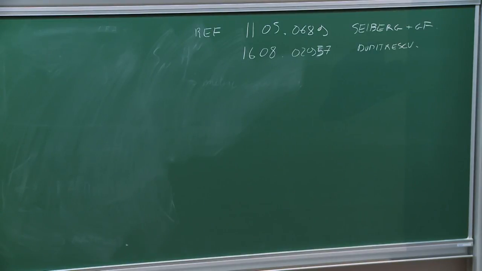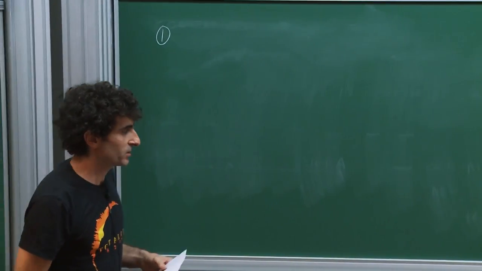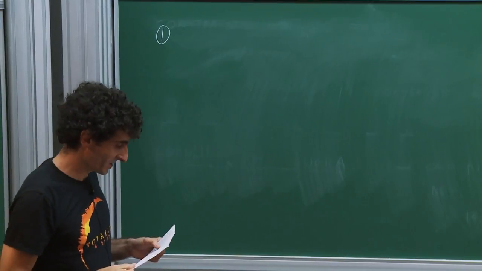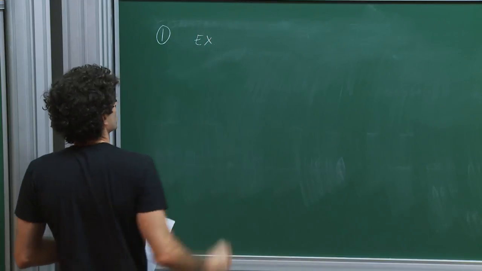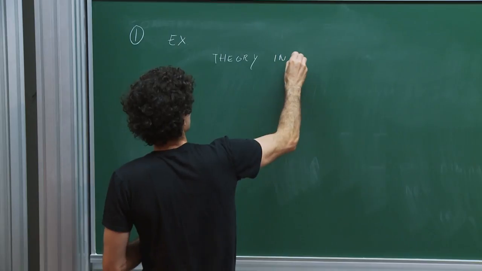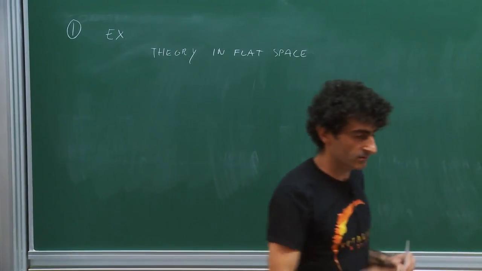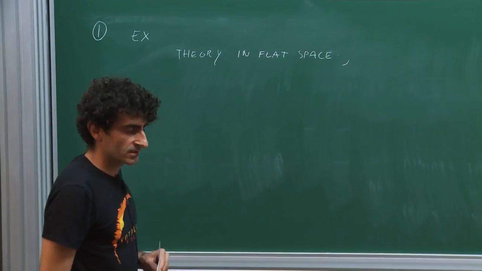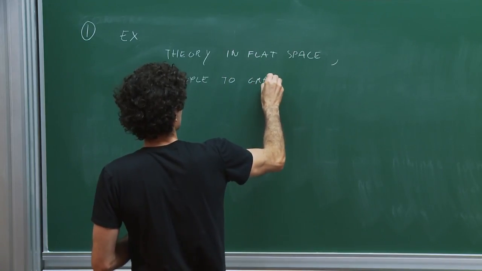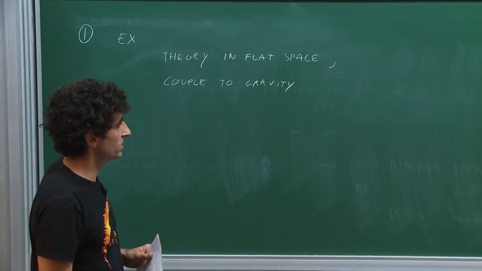Okay, so let me start by talking about something somewhat trivial, but which I think gives an idea of what we want to do in supersymmetric theories. So we'll just give an example without supersymmetry. Let's consider some theory in flat space. You can take your favorite theory, maybe just some scalar field. Then we can couple it to gravity. Once you couple it to gravity, the metric becomes dynamical, and your theory will be diff invariant.